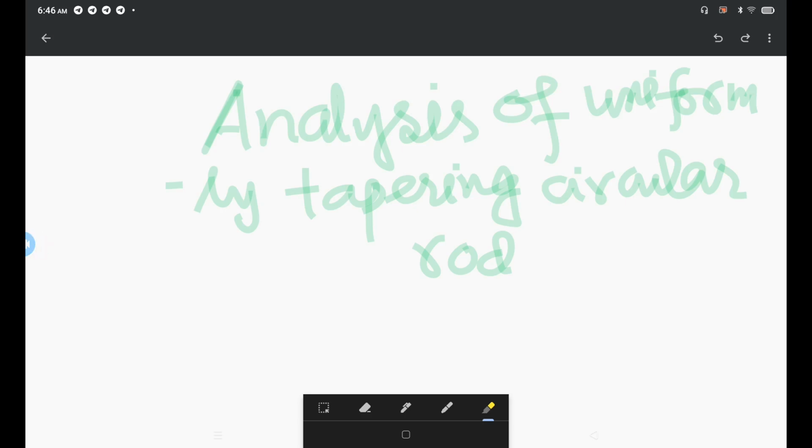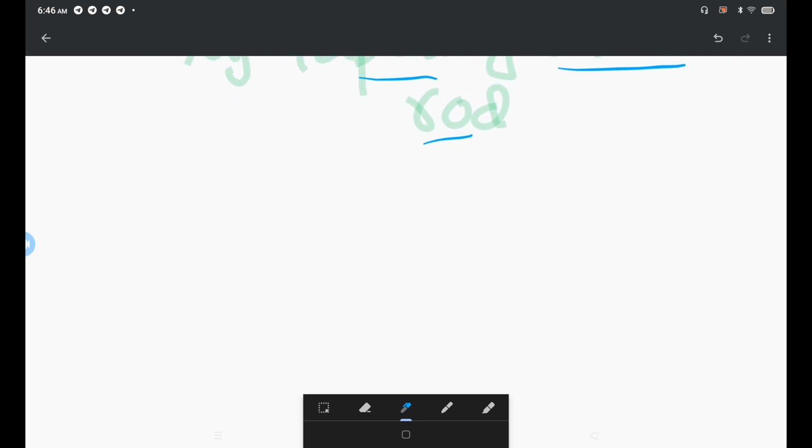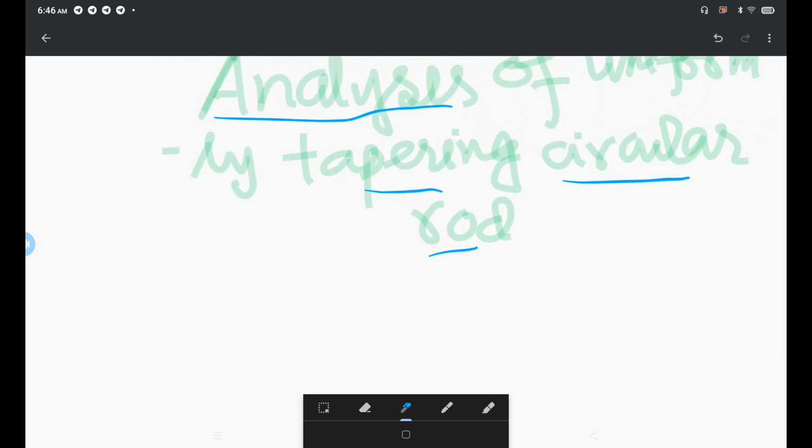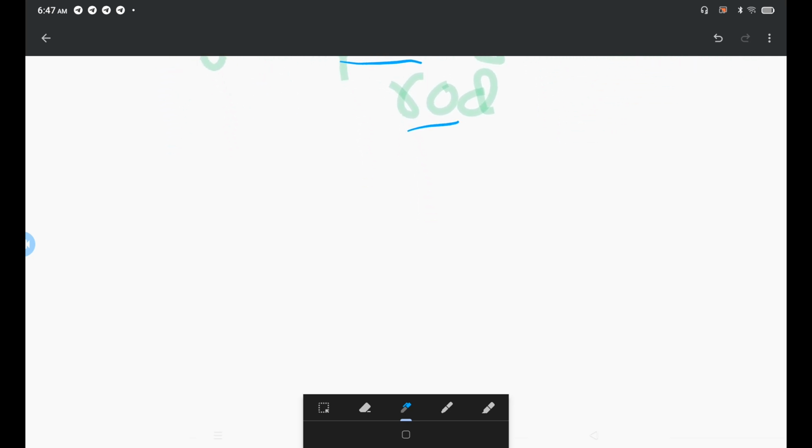Hello everyone. Today our topic is analysis of uniformly tapering circular rod. We have to analyze the stress, strain and the change in length for a tapering circular rod.